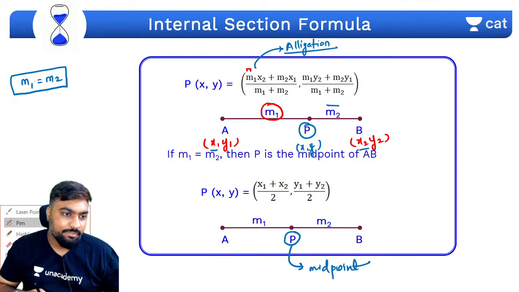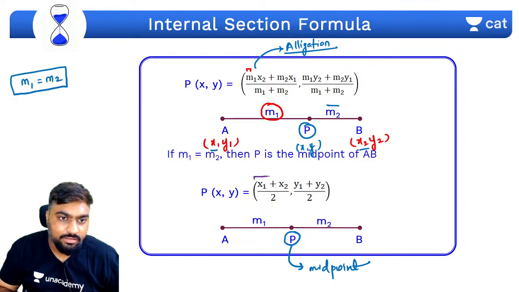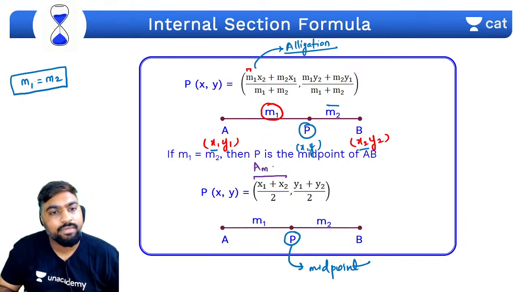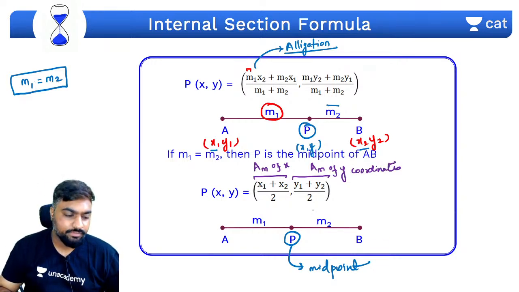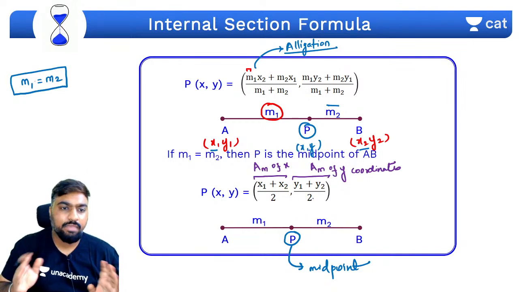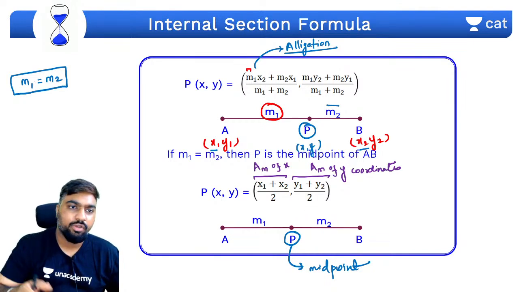What is this? Apparently this is basically the arithmetic mean, right? Arithmetic mean of x coordinates. This is the arithmetic mean of y coordinates. ठीक है? Understood? If you take the arithmetic mean of both, you will get the midpoint. Yes?